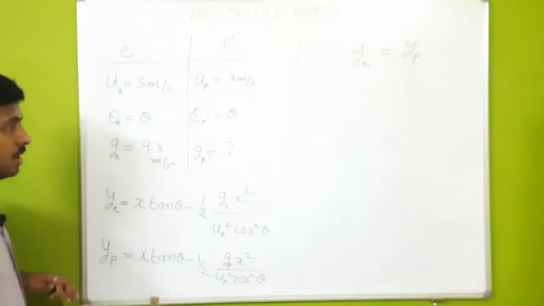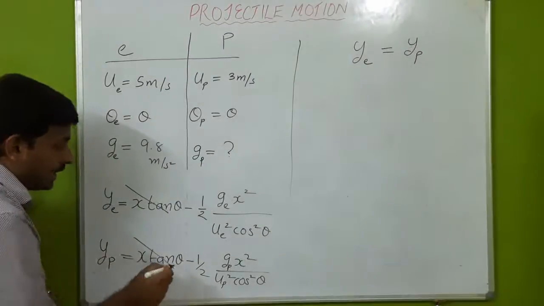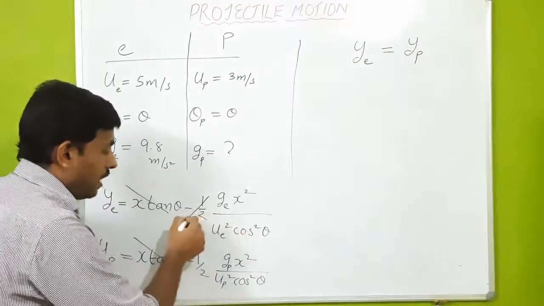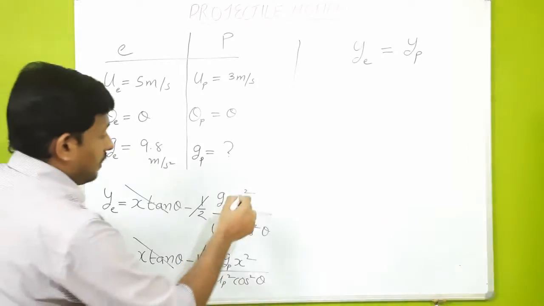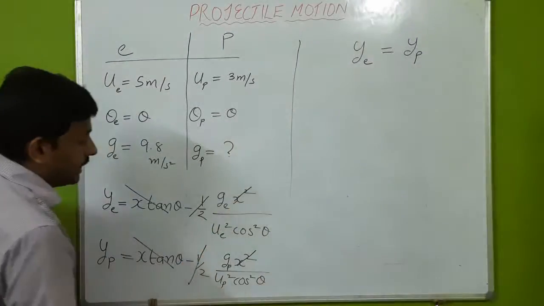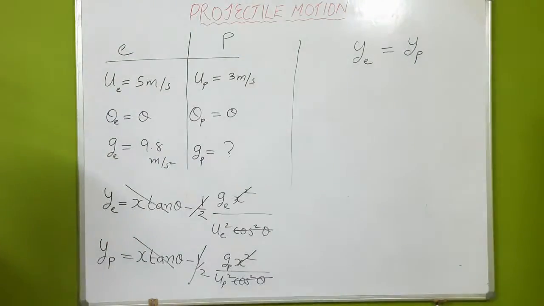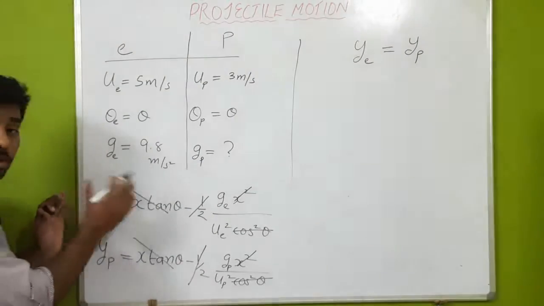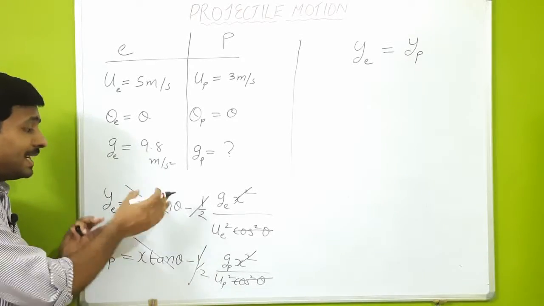square theta is common. Therefore we can cancel these terms. x tan theta and x tan theta get cancelled, half minus get cancelled, and x square and x square get cancelled, cos square theta and cos square theta get cancelled. So why do we cancel this? Because both these trajectories are equal, or they are exactly the same.